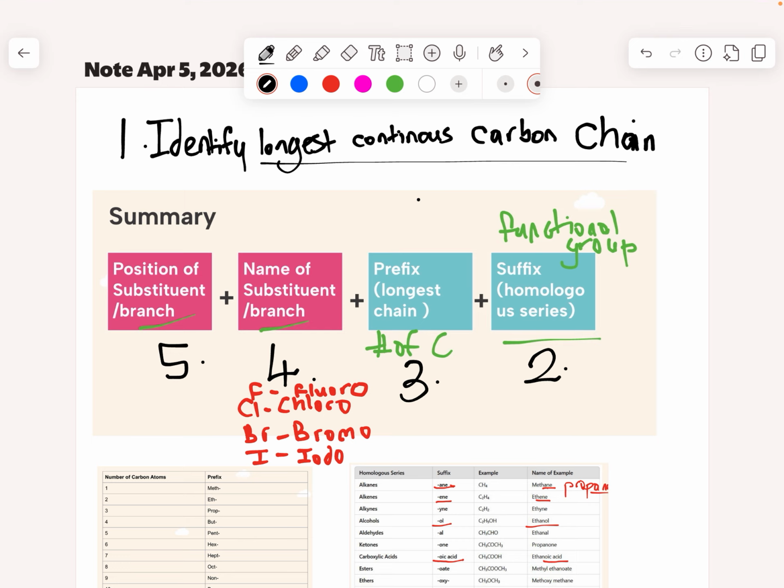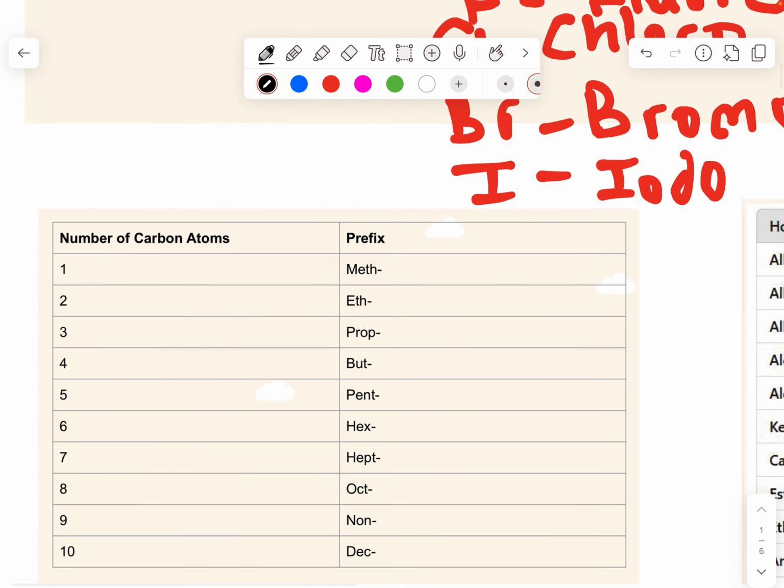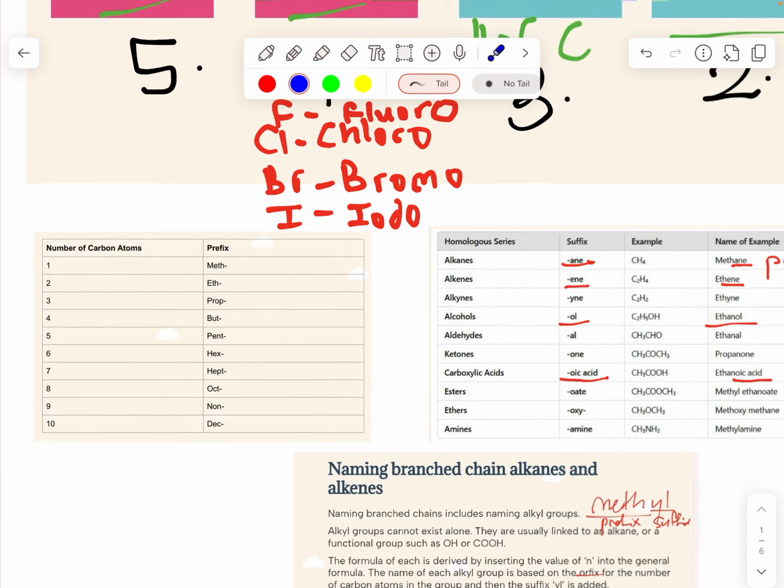Remember, we name from the back going to the front, so we name our suffix, which is inclusive of the functional group. So whether we have C single bond C for alkane, C double bond C for alkene, our R-OH for alcohol, and our COOH for carboxylic acid. Step 3, we name our prefix based on the longest continuous carbon chain. So if it's one carbon, meth; 2, eth; 3, prop; 4, but; 5, pent; 6, hex; 7, hept, and so on and so forth.